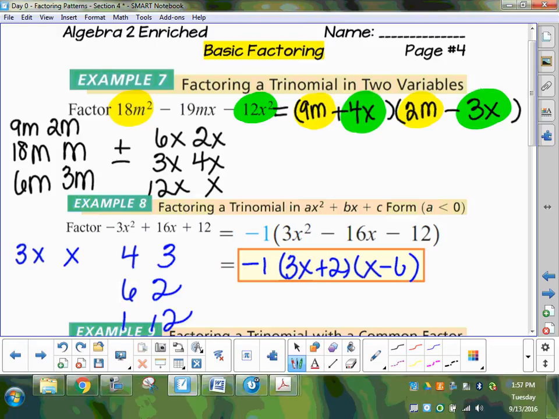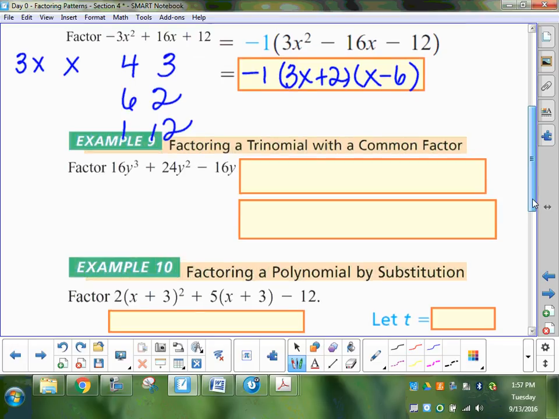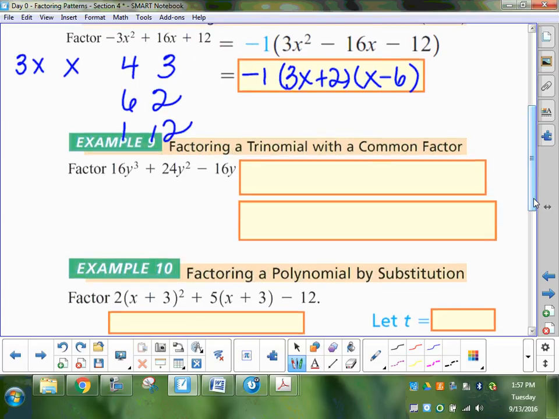All right, let's check and see if this works. I got 3x squared. The outside gives me negative 18, and the inside gives me positive 2. That forms the negative 16 I was looking to have. Questions on that? Let's bounce down, please, to the next one. What would we do to start off example 9? Hands up, please, if you can tell me what we would do to start off example 9.